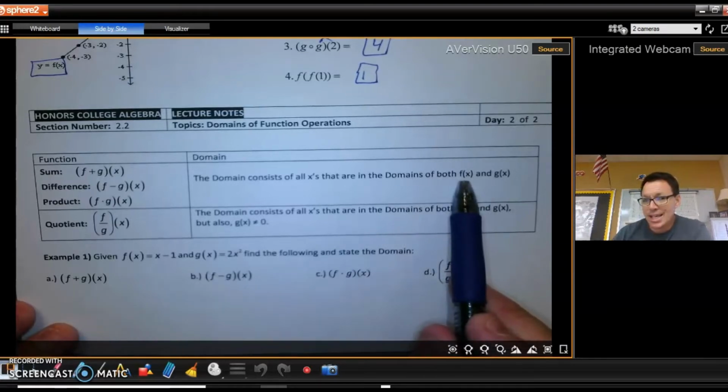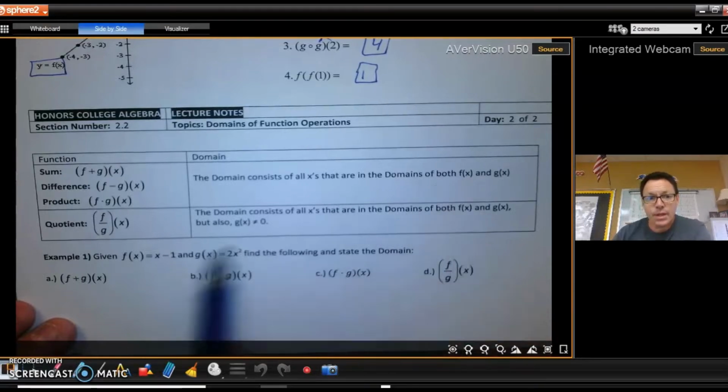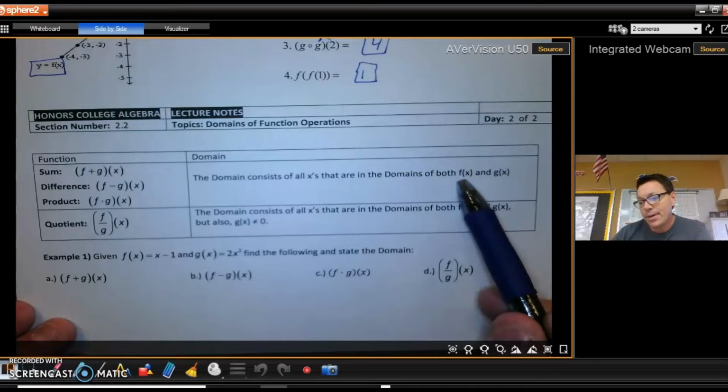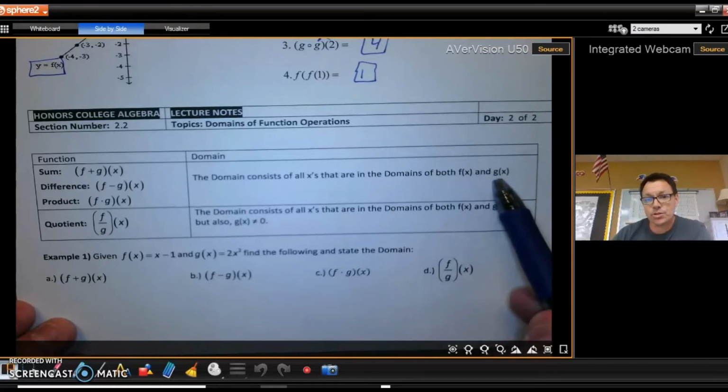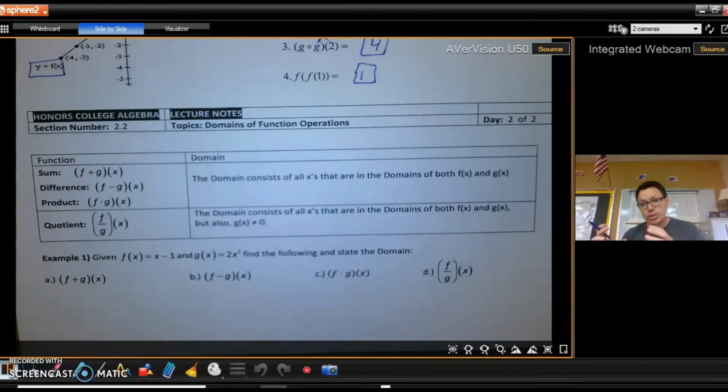If function f has a restriction like x cannot equal 2, then our new function will have that same restriction that x cannot equal 2. Okay, everything else is fine. If f has a restriction like x cannot equal 2 and g has a restriction like x cannot equal 3, then both of those restrictions will be restrictions on our new function that we're creating. So that's the general rule.